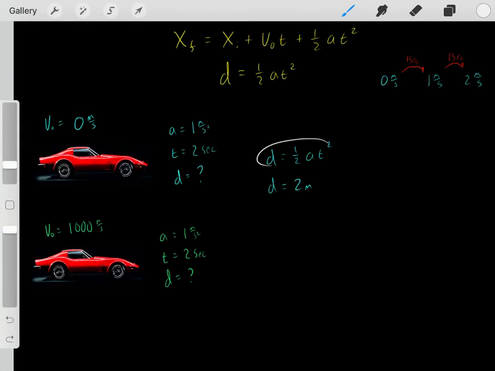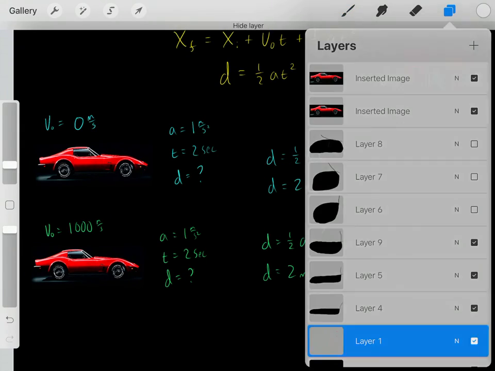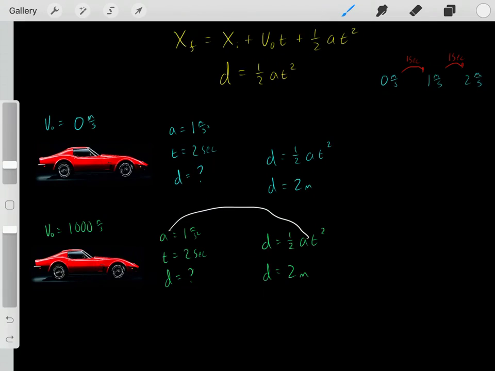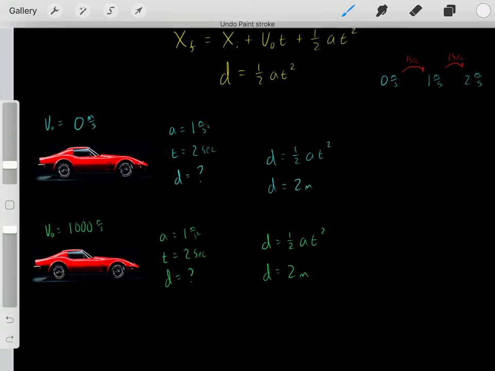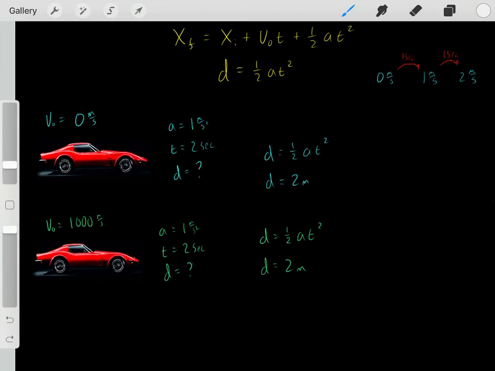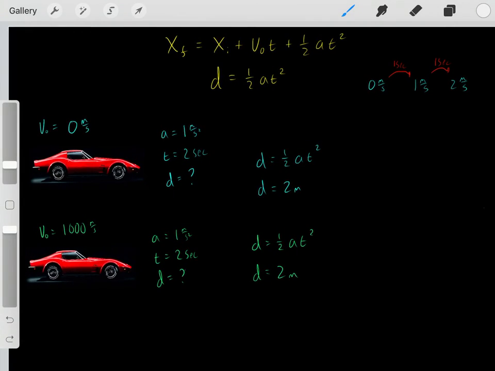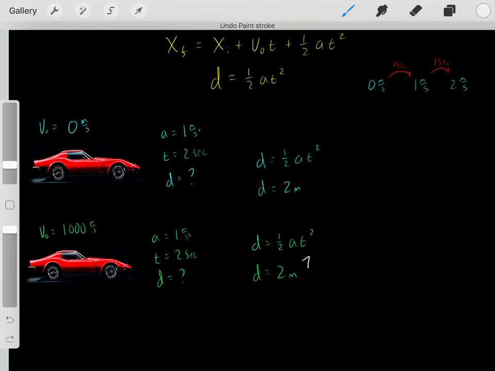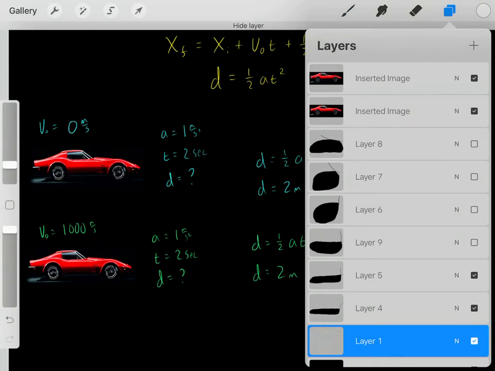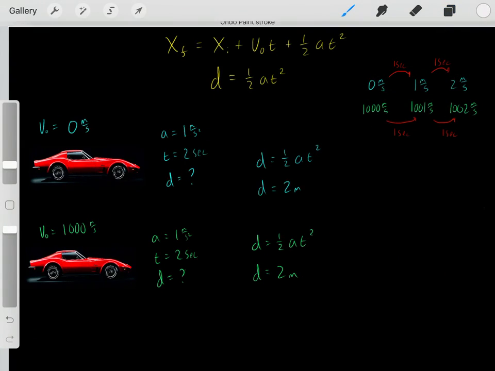Well, again, we know this equation. The distance covered equals 1/2 times the acceleration multiplied by the amount of time squared, just the way the equation works. So in this situation, we would get a distance of 2 meters. It traveled 2 meters during this 2-second time period. However, does this make sense? Is that reasonable? Well, again, let's analyze this car's motion.